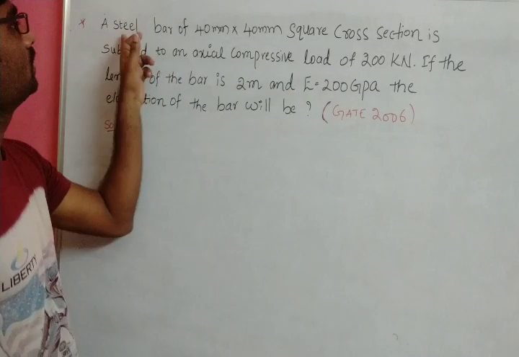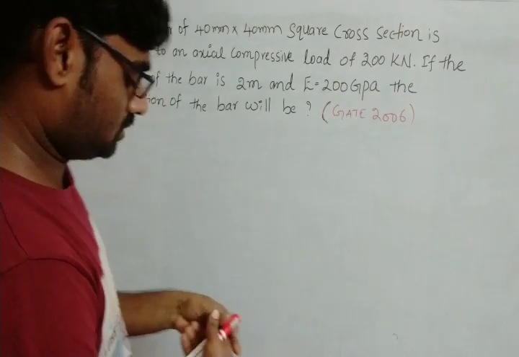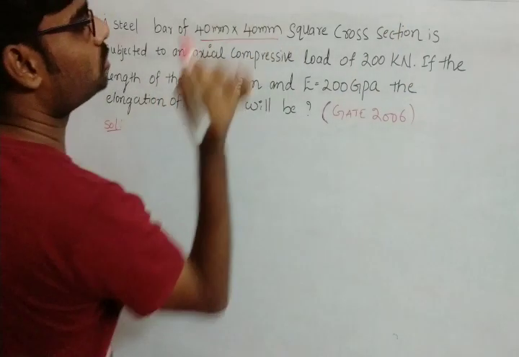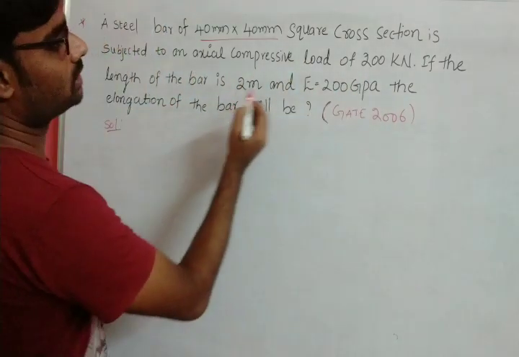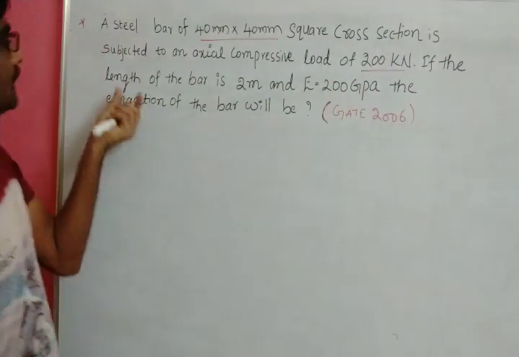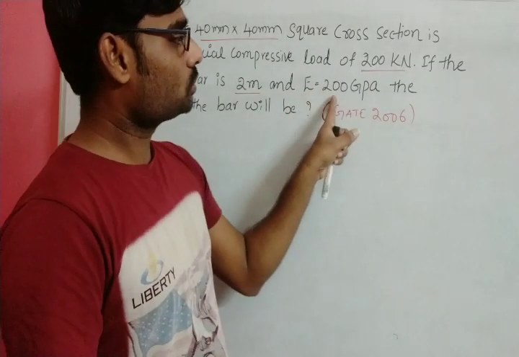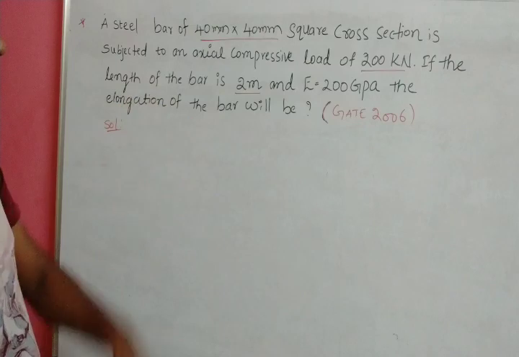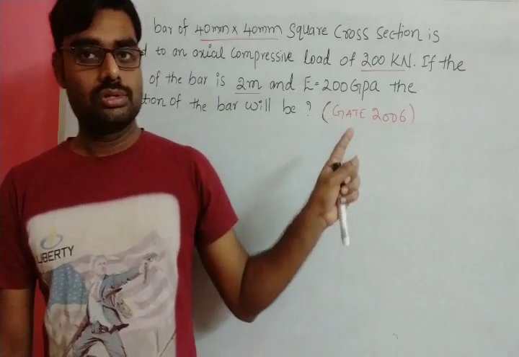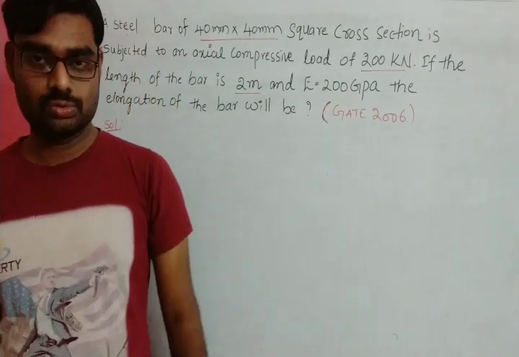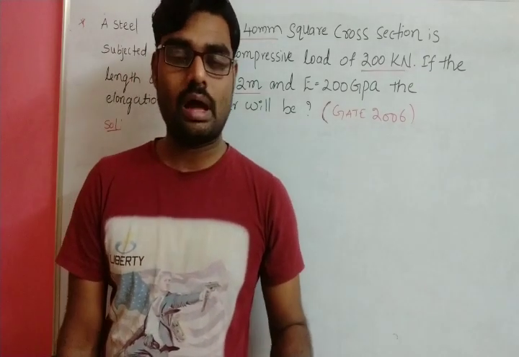Question: a steel bar of 40 mm square cross section, 40 by 40, is subjected to an axial compressive load of 200 kilonewtons. If the length of the bar is 2 meters and capital E equal to 200 gigapascal, the elongation of the bar will be equal to how much? This question was given in GATE 2006. These are all problems related to stress and strain.